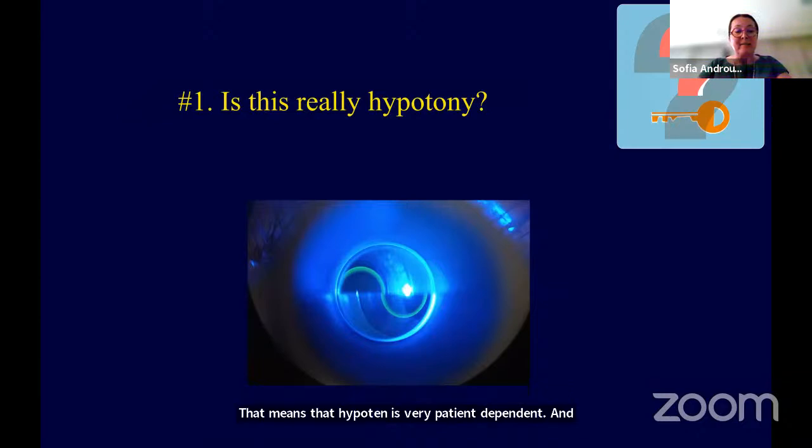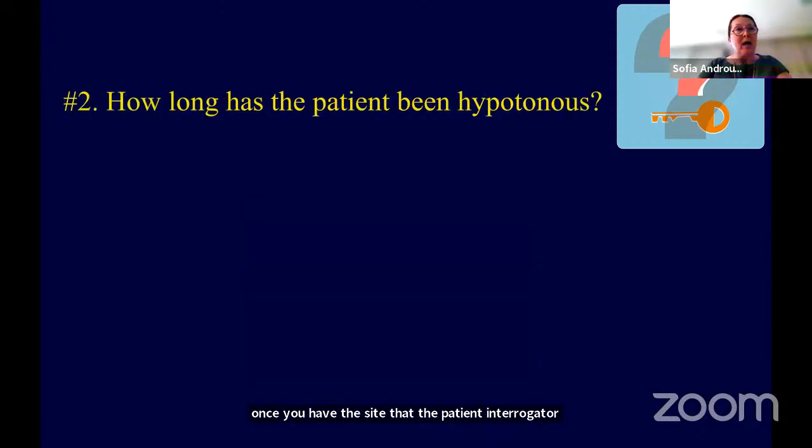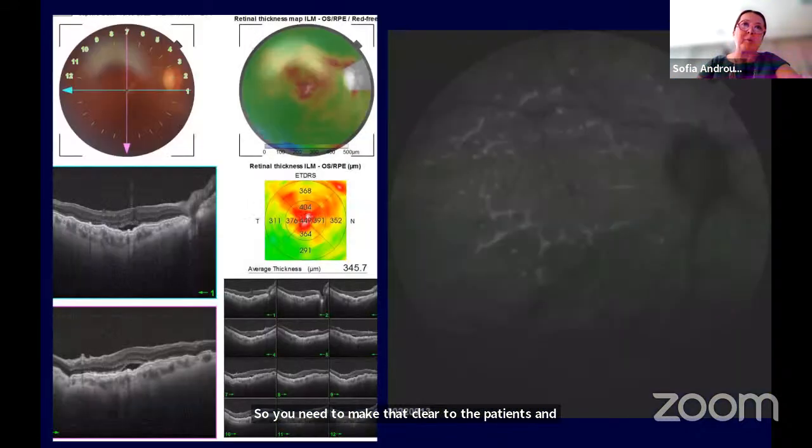And once you have decided that a patient's intraocular pressure is really lower than it should be, then this is the next question. How long has the patient been hypotonous? Because if it's chronic, more than 6 months or a year, then there may be some irreversible components to the hypotony, especially the hypotonic maculopathy. And if this maculopathy is present for a long time, the odds of a perfect outcome are diminished. So you need to make that clear to the patients and set the patient's expectations appropriately.